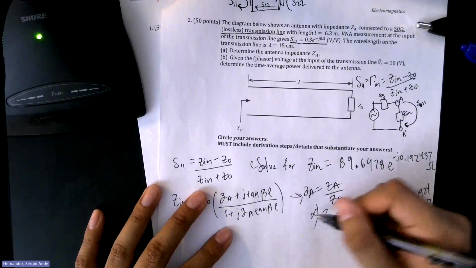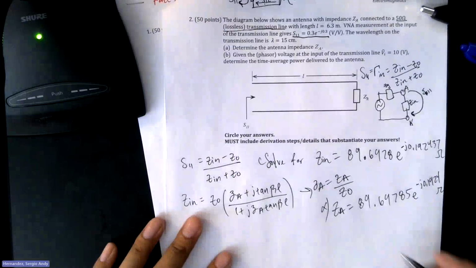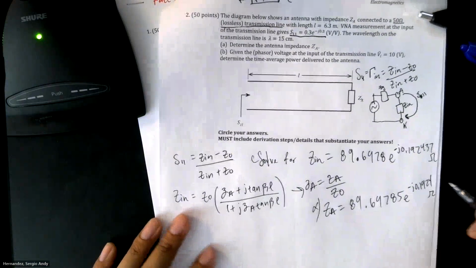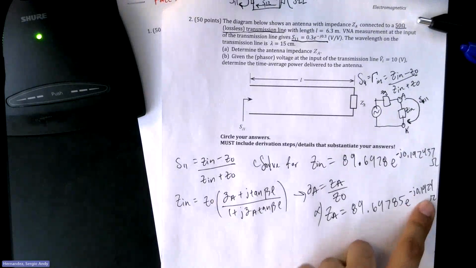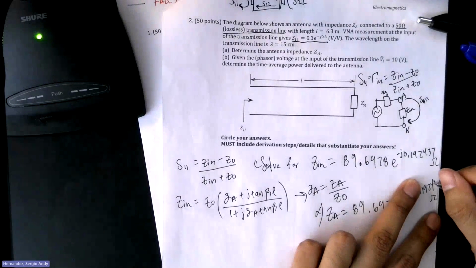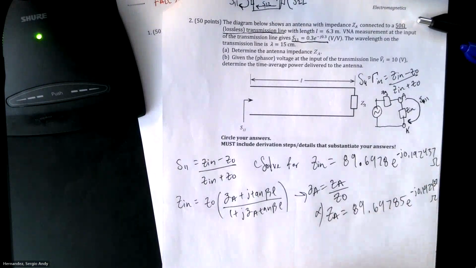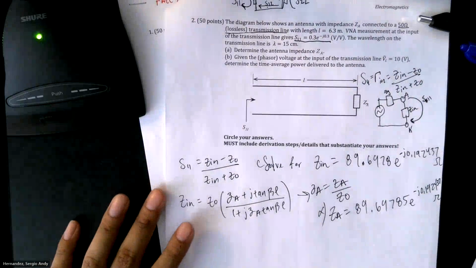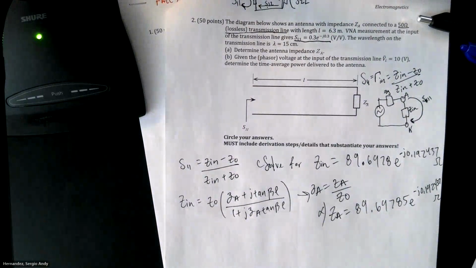Is probably... For what, too? 0.1924. 37. Yeah.